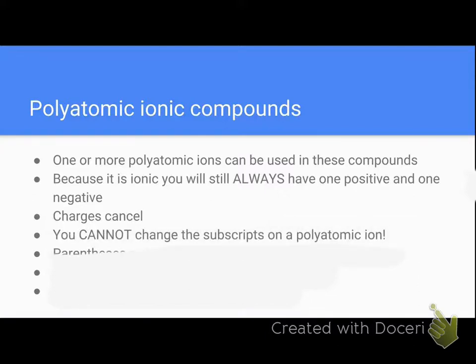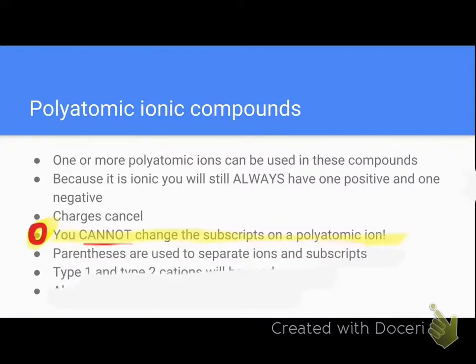And now this is a key thing. Star this, underline this, highlight this, whatever you need to do right now. You cannot change the subscripts on a polyatomic ion. I'm going to show you some examples of what that looks like, but I need this marked in your notes right now, because it's a very key component that you need to remember. We're going to be using parentheses to separate our ions and our subscripts, so we're not changing our ions.